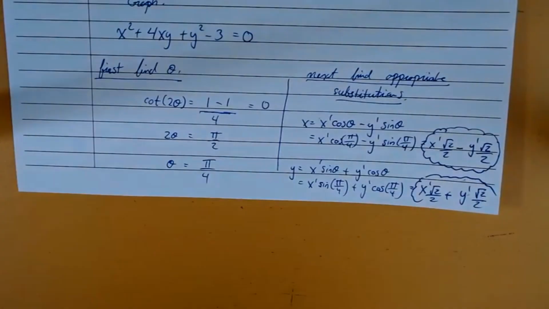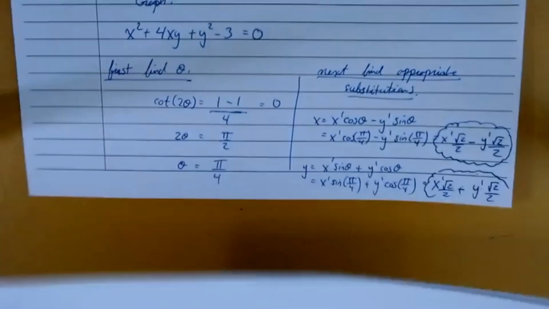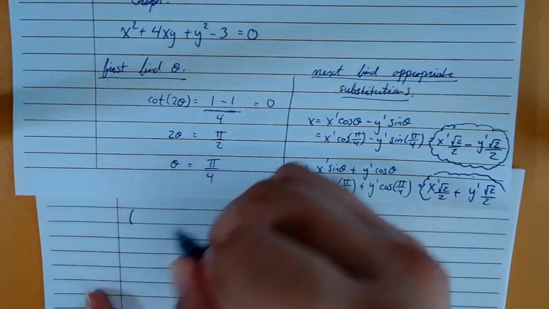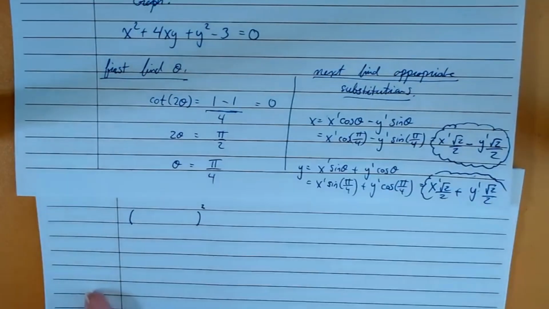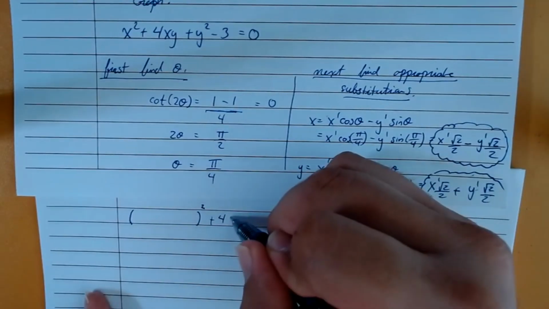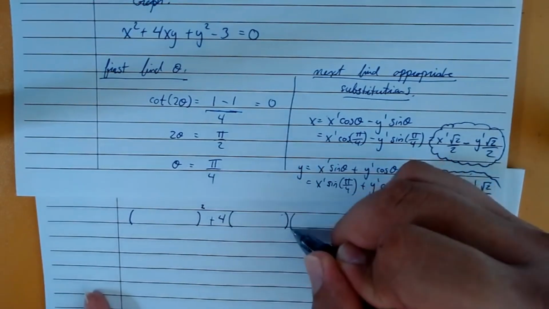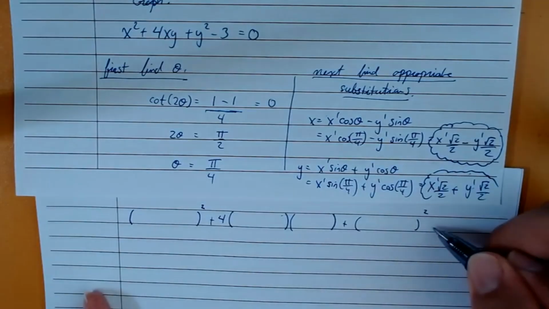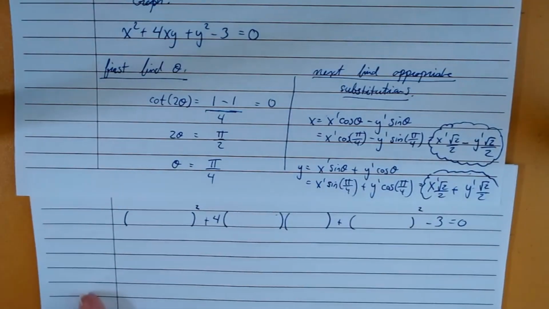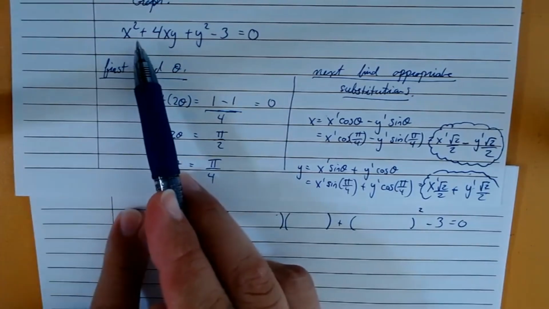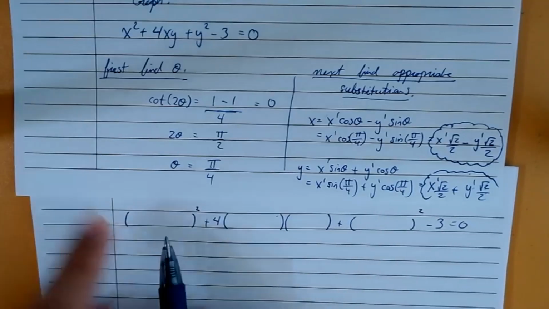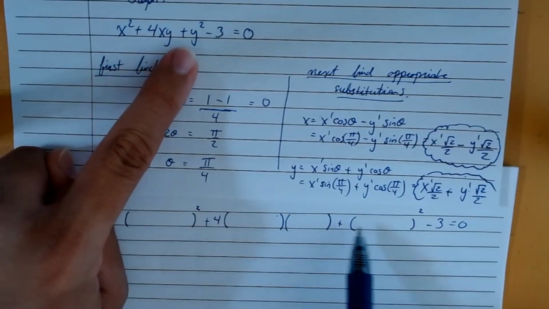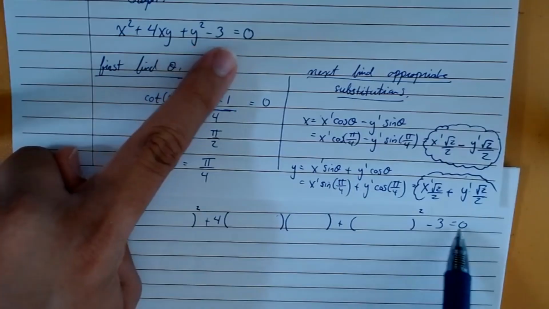Let's start with your equation x squared. Okay, so I'm going to leave a big blank there. There's my x squared plus 4 times x times y plus y squared minus 3 equals 0. All I've done is I've left blanks for all my x's and y's there. There is x squared plus 4xy plus y squared minus 3 equals 0.